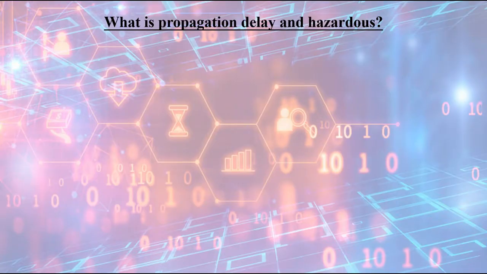Part A. What is propagation delay and hazard? Hazard is a characteristic of a circuit. A circuit with a hazard may or may not glitch. A glitch is an unwanted pulse that may occur in a circuit with a hazard.